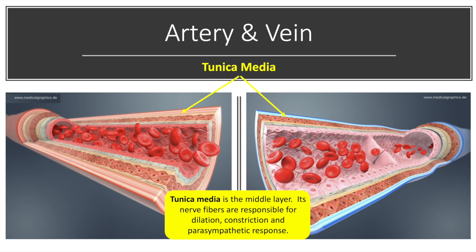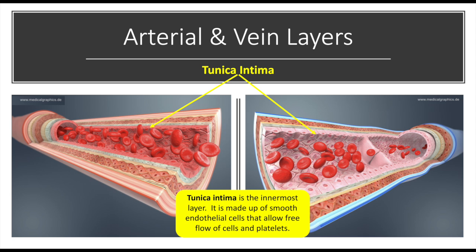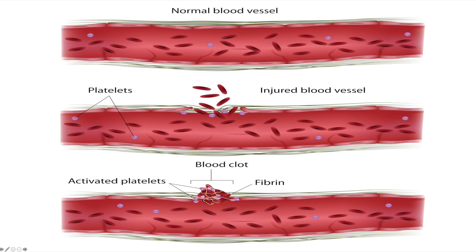The tunica media is the middle layer. It has nerve fibers that are responsible for dilation, constriction, and parasympathetic responses. And lastly, the tunica intima is the innermost layer. It's made up of smooth endothelial cells that allow free flow of cells and platelets. It's also responsible for the initiation of that clotting cascade.